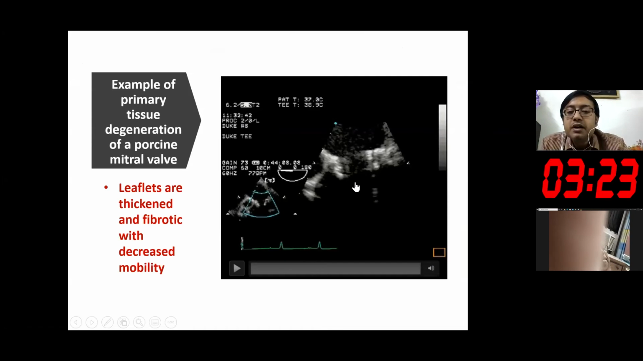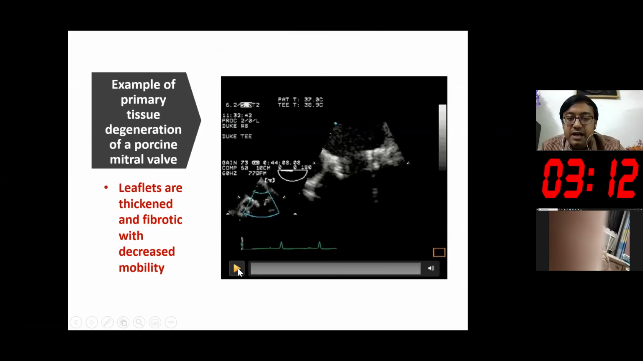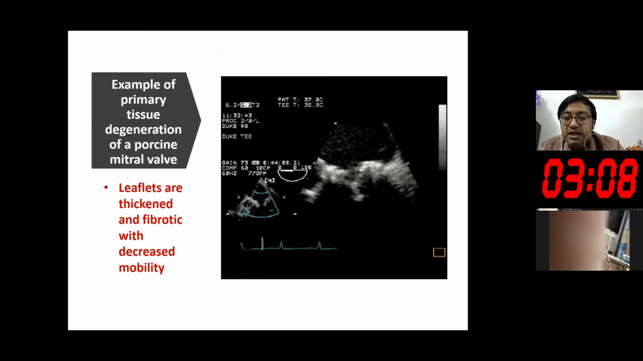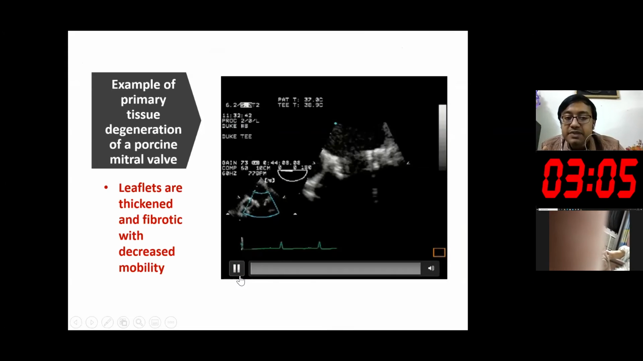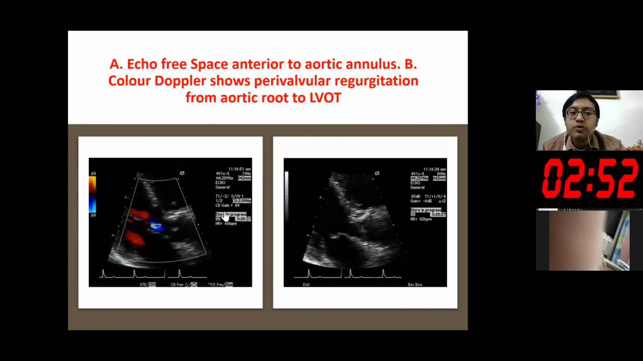Next, I'll give an example of a primary tissue degeneration of a porcine mitral valve. As more and more bioprosthetic valves are used in day-to-day practice, we should have an idea of how bioprosthetic valve degeneration looks in a 2D image. The valve leaflets become thickened and fibrosed with decreased mobility, and with color Doppler imaging we can see the valvular regurgitation. So thickened, fibrotic, and less mobile leaflets indicate primary tissue degeneration of a porcine valve.